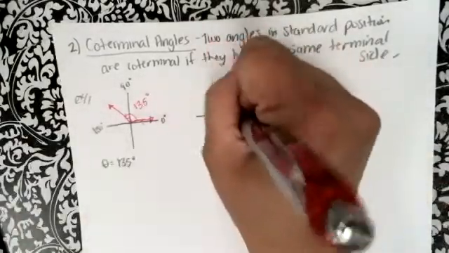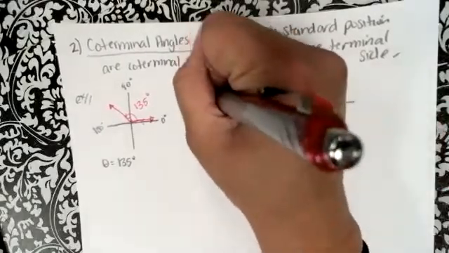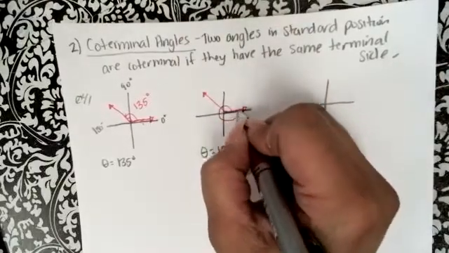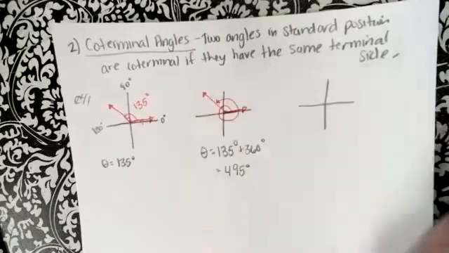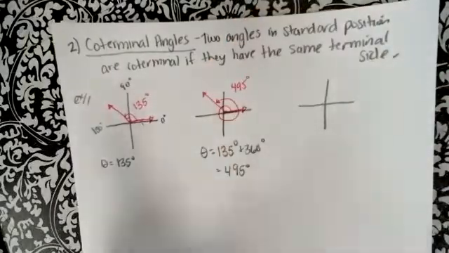This is what it's going to look like. It still starts here, and it's still going to end here. It's going to hit it and then add a 360, so it goes one full cycle around like this. That's going to be 495 degrees.